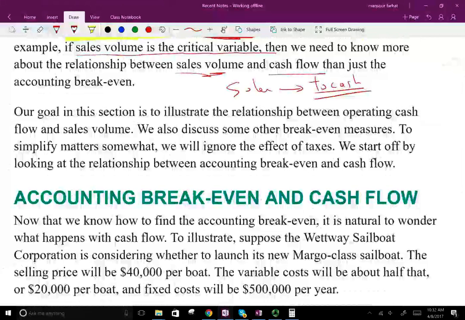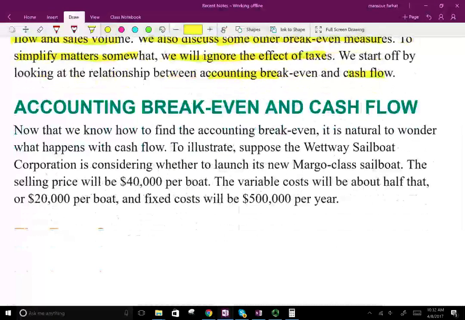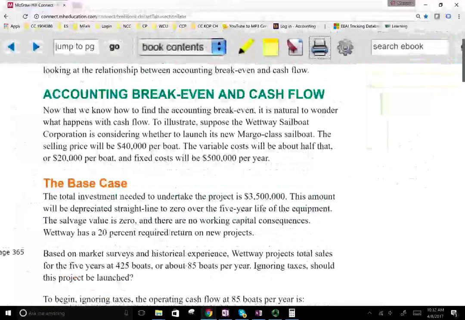Our goal in this section, and we looked at this before in one way or another, is to illustrate the relationship between operating cash flow and sales volume. We also discussed some other break-even measures. To simplify matters, we will ignore the effect of taxes. We'll start by looking at the relationship between accounting break-even and cash flow. We know how accounting break-even works, and we know how cash flow works. So let's get started.